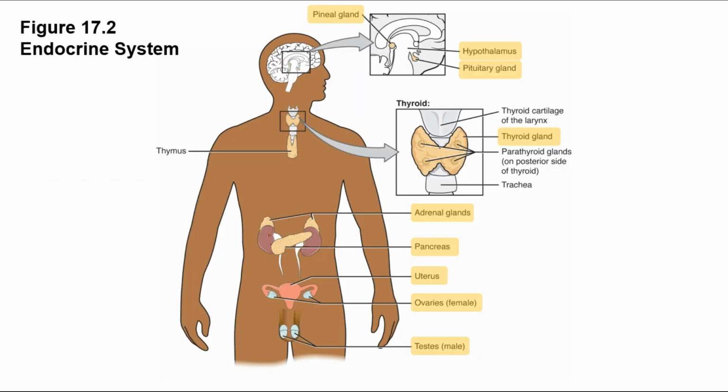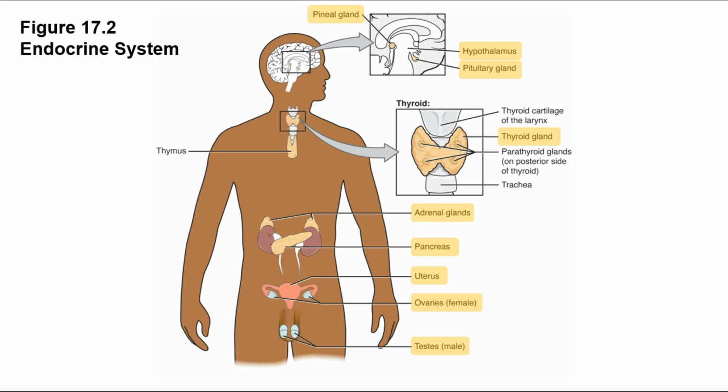The major glands of the endocrine system include the pineal gland, the hypothalamus, and the pituitary gland. We will see that the hypothalamus exerts significant control over the functions of the pituitary gland, and all of these glands are associated with the brain.